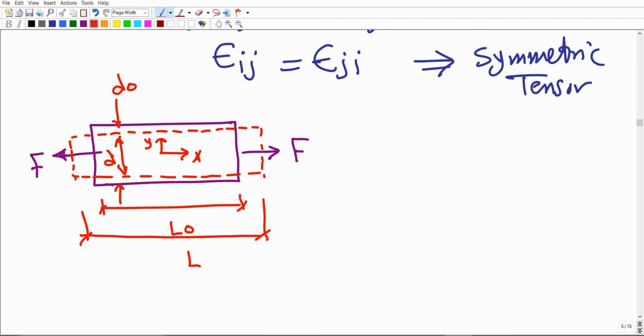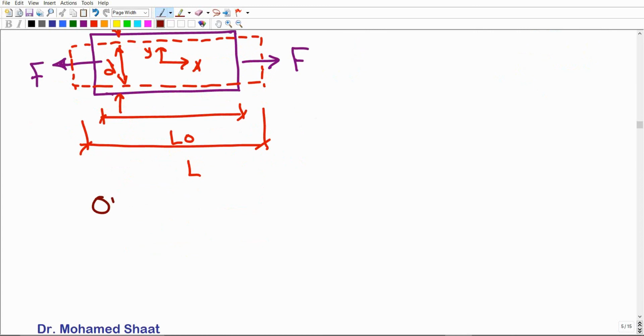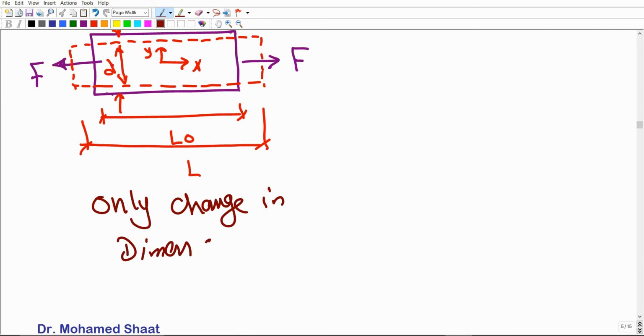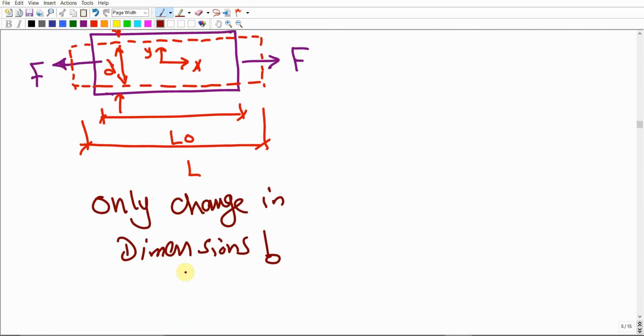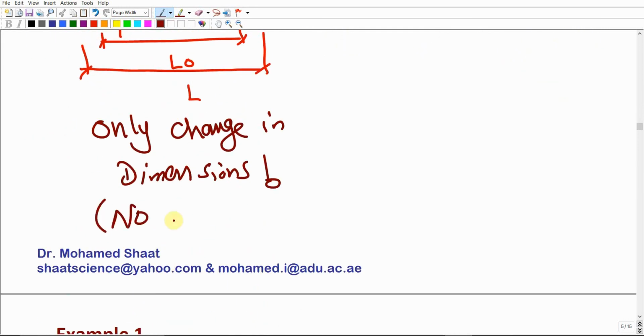Make sense? So it means that for this case, we do have only a change in dimensions. There is no change in the shape, just a dimension change. Make sense?